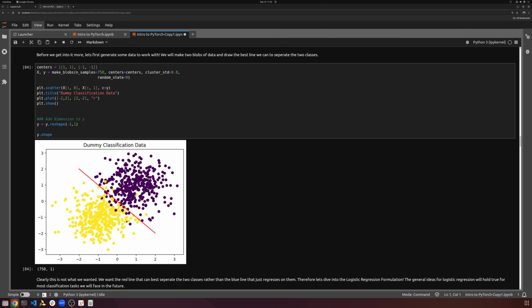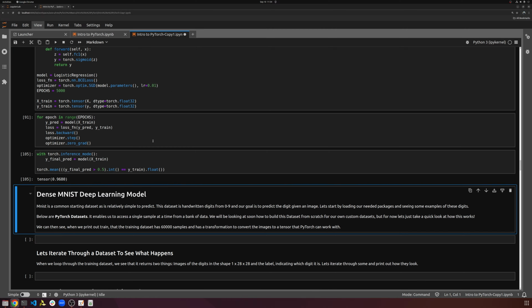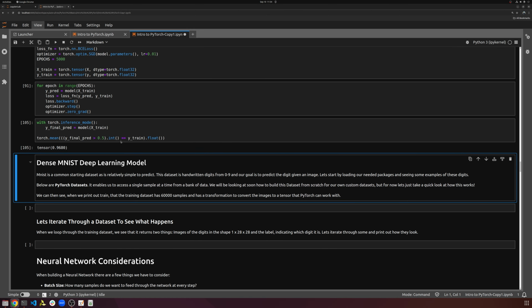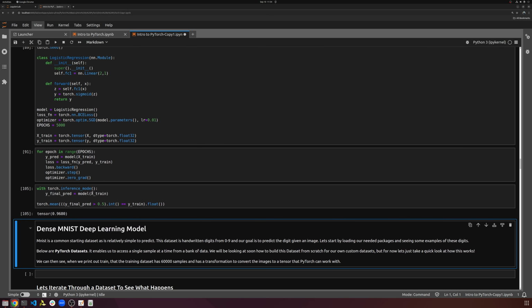Did I have an example where I plotted it? I guess not. Okay, that's fine. Yep. All right. Neat. So this should give you an idea of a simple classification task.